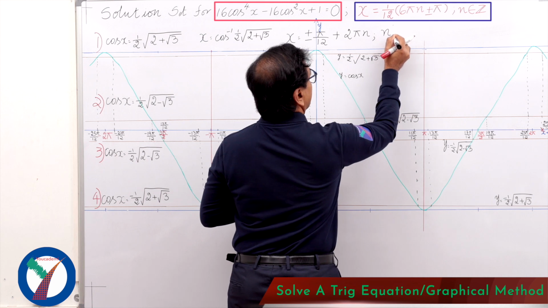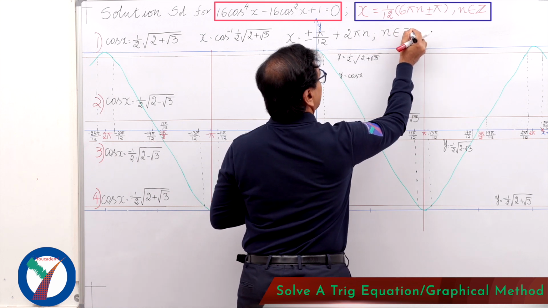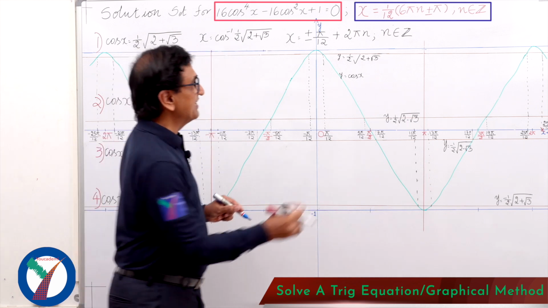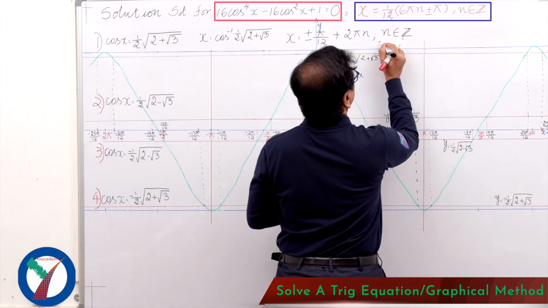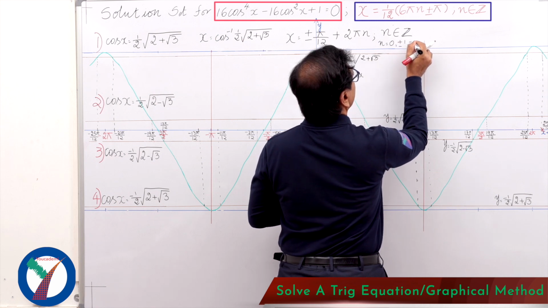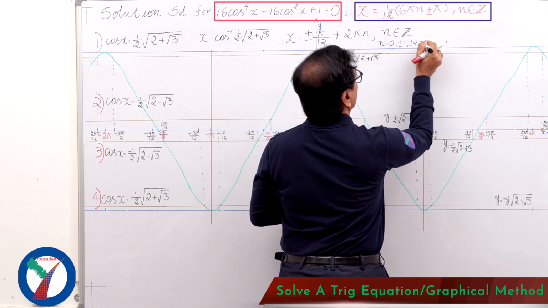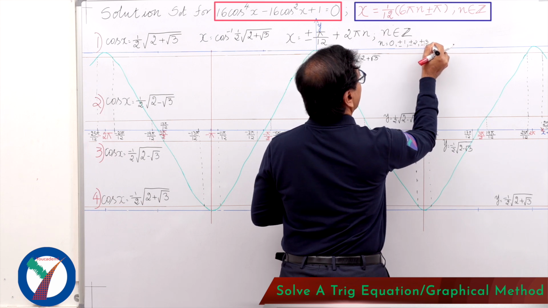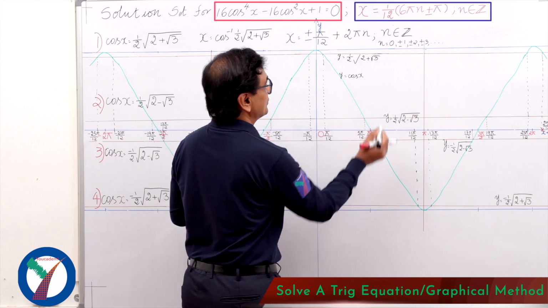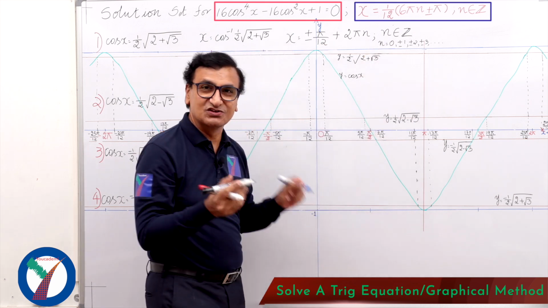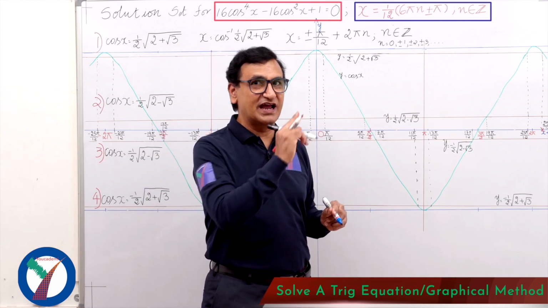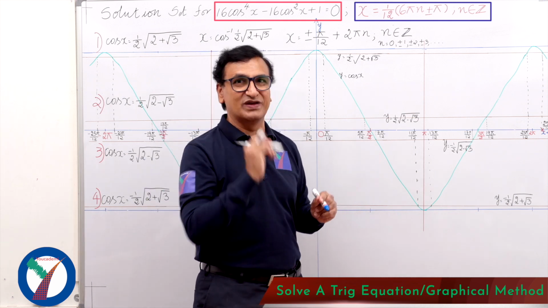n belongs to the set of all integers, which means n equals 0, plus or minus 1, plus or minus 2, plus or minus 3, and so on. Notice that the principal value corresponds to where n equals 0. Simple. Let us now apply the general solution for n equals 1 and minus 1.